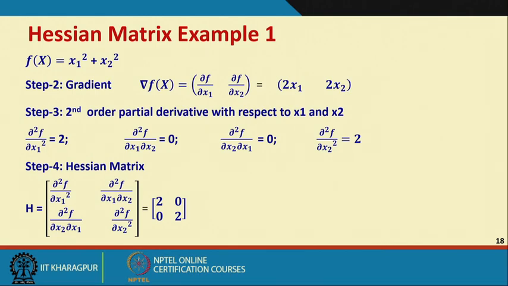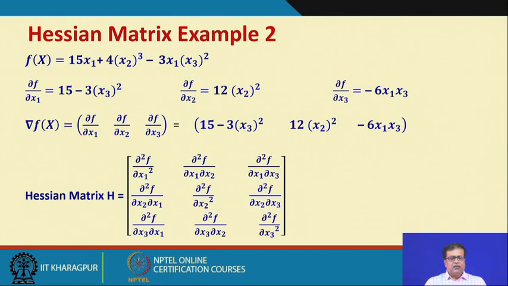So, I hope you understood how to really obtain the Hessian matrix. I know that is the first part of the thing. So, let us take one more example. This example we have also seen earlier, where f x is 15 x 1 plus 4 x 2 cube minus 3 x 1 x 3 whole square. When you have taken del f del x 1, del f del x 2 and del f del x 3, we really got the gradient. Now, what will be our Hessian matrix?